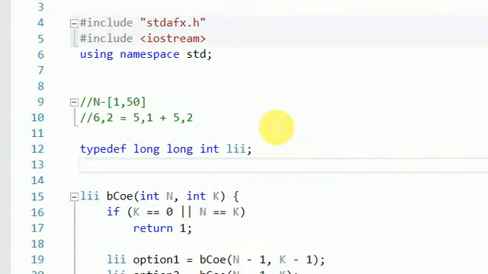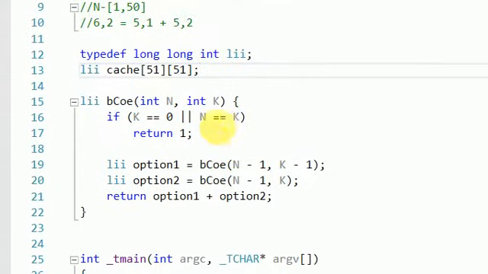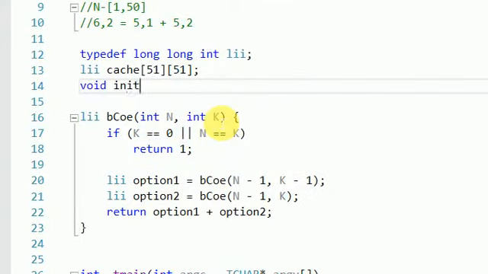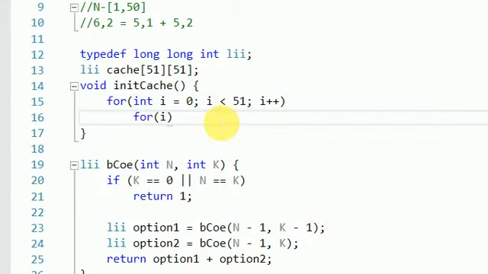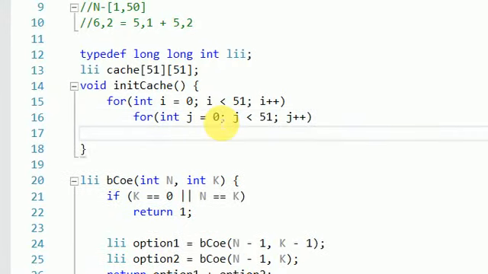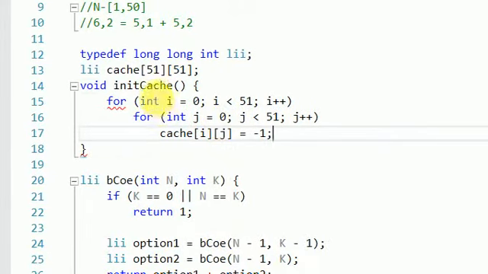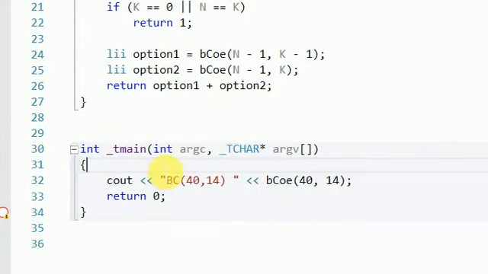So lli cache. n will be from 1 to 50 only, so let's take 51 by 51. Now set up the cache. Void init cache: for int i is equal to 0, i less than 51, i plus plus, for int j is equal to 0, j less than 51, j plus plus, cache of i of j is equal to -1. Let's call this init cache here.